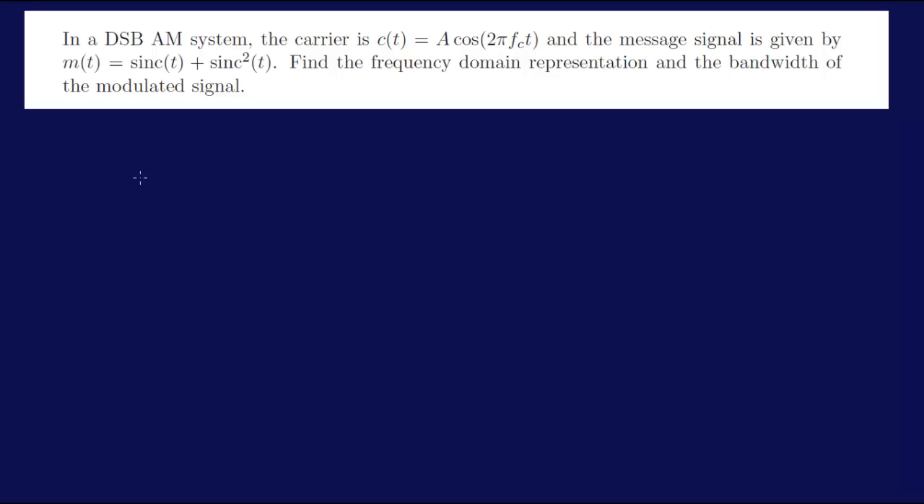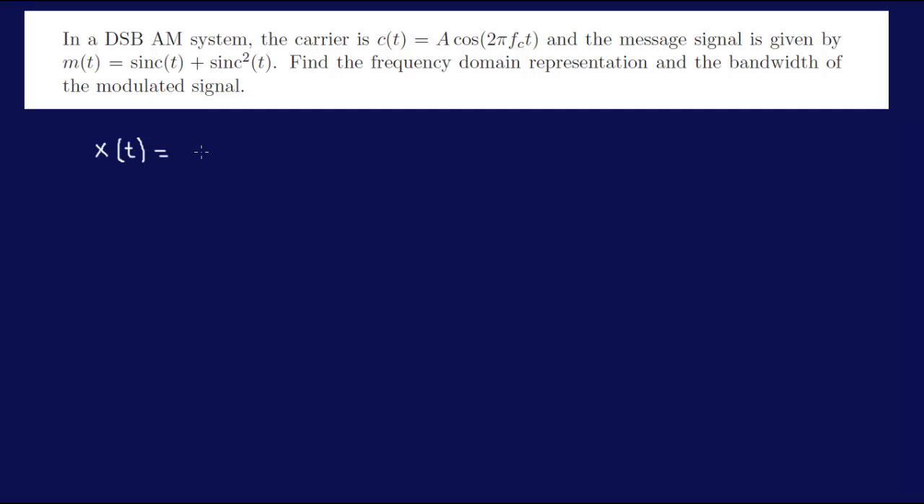This is another example of a double sideband modulation. So we have a carrier signal c of t, and we have a message signal m of t, and the question is to find the frequency domain. Basically, once we find the time domain, then we can use the Fourier transform to find the frequency domain.